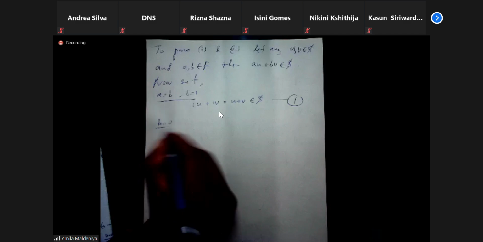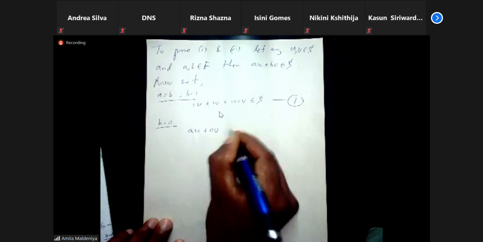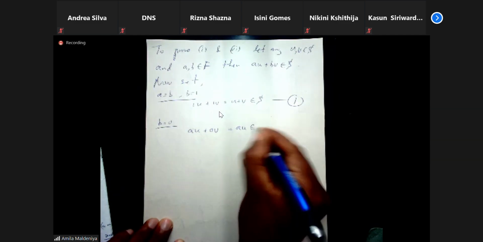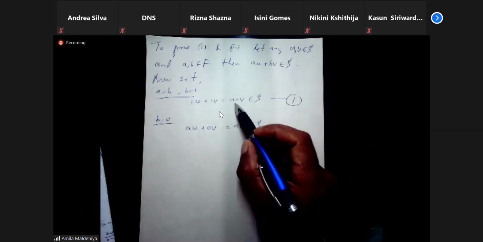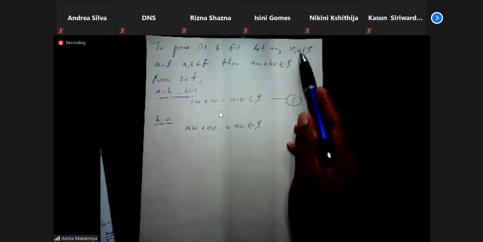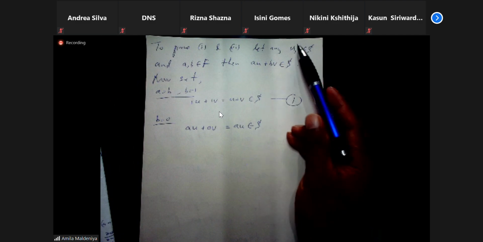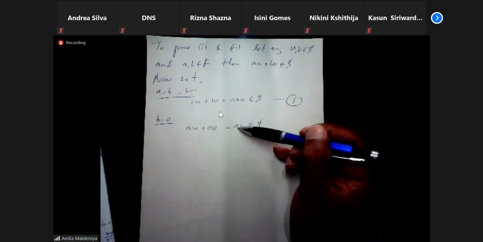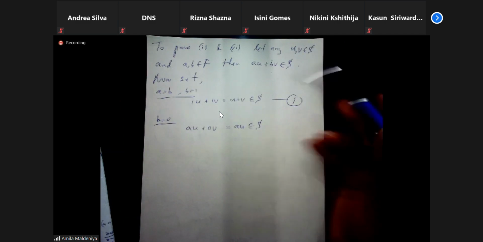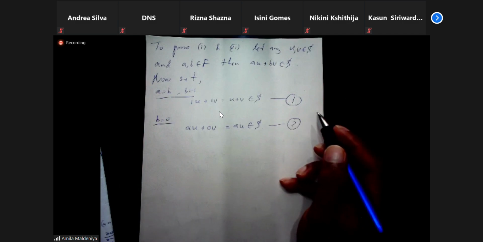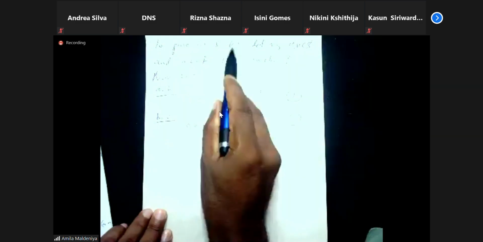Next, let's set B equals 0. If I put B equals 0, we get AU plus 0V, which means AU in S. So if you take any 2 elements, their addition is also in S. That means S is closed under addition. If I take any element U and any real number A, AU is also in S. That means it is closed under scalar multiplication. So 1 and 2 mean we have the first and fourth axioms.